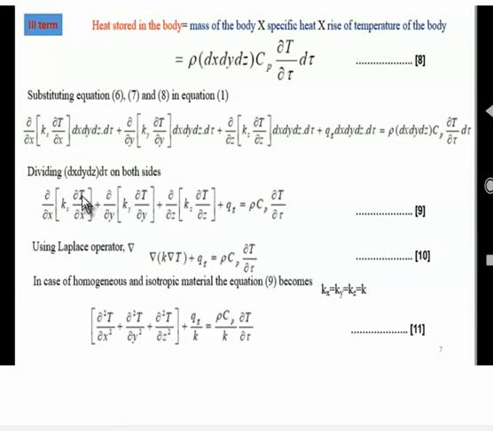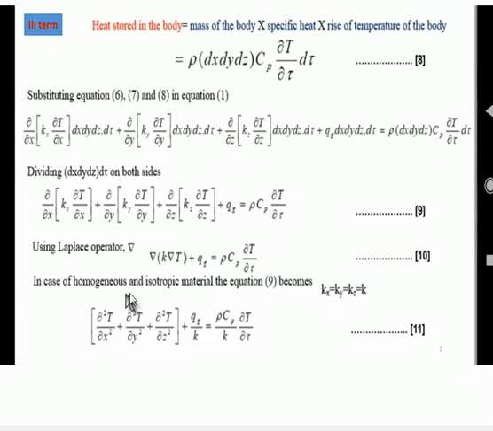You see here, delta t is there, delta t is there, delta t is there. That's why we consider the common delta t. This is representing kx, ky, kz. If you write this as kx, y, z, then in general you can write delta into k delta t plus qg is equal to rho cp into dou t by dou tau. This is equation number 10.